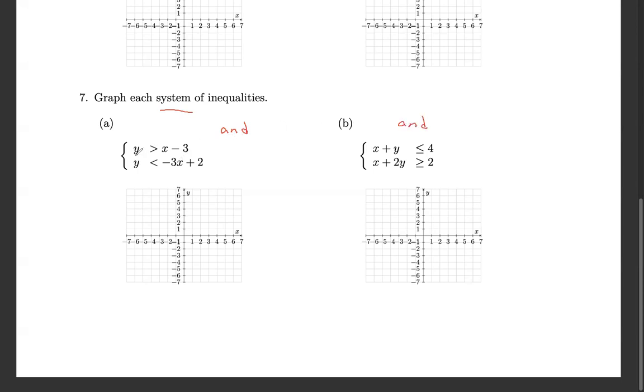So we need to graph the solution for the first one, then graph the solution for the second one, and then see where the two solution sets overlap. Let's see the first one. If x equals 0, we get y equals -3. If x equals 1, we get y equals -2.